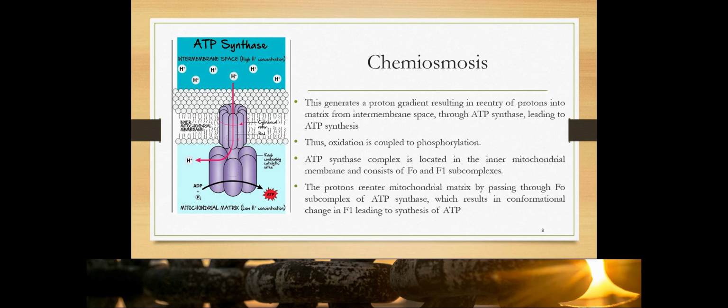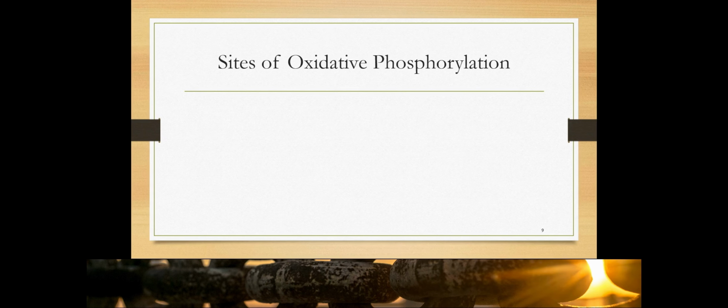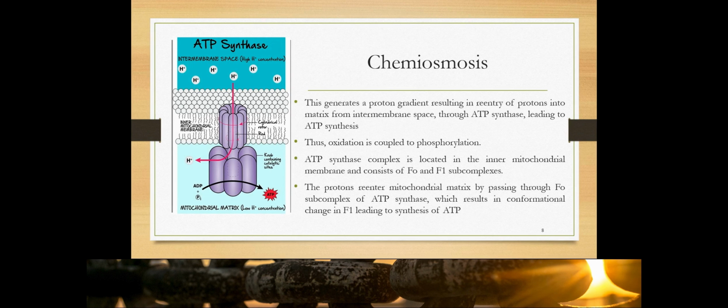Now, as we already said, ATP synthase is a complex. It has parts, the F1 and the F0 complex, which are located in the inner mitochondrial membrane. Of course, we have seen that. And we have already mentioned that when protons are re-entering the matrix, they pass through the F0 complex and this results in a change here. So this is the F0 component of the ATP synthase, and this is the F1 component. When protons move into the matrix, they pass through the F0 complex, and the F1 complex is what turns to produce ATP from ADP.